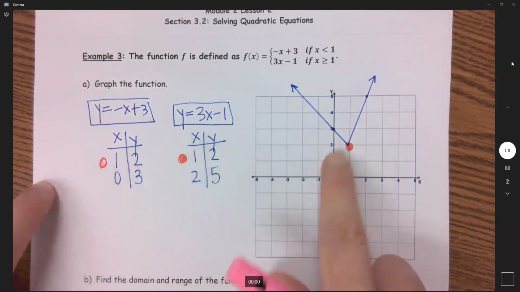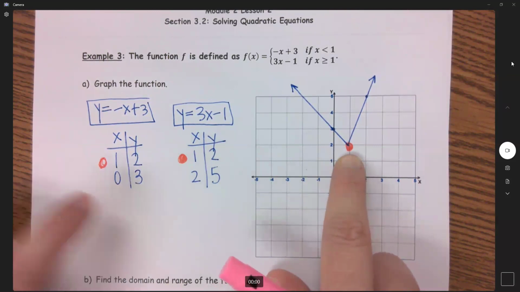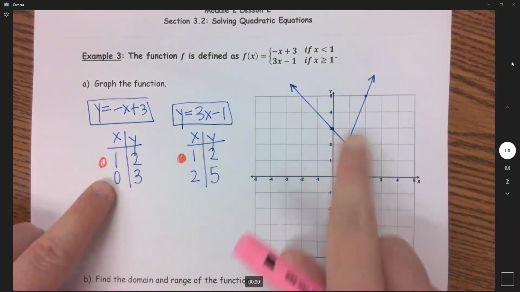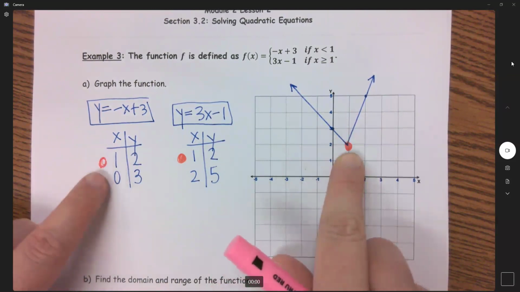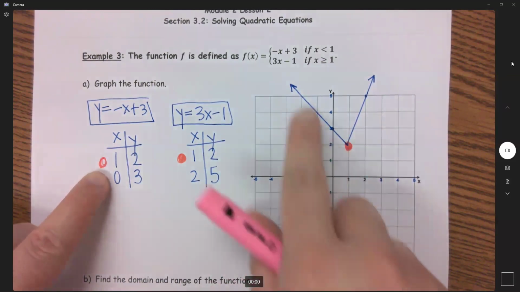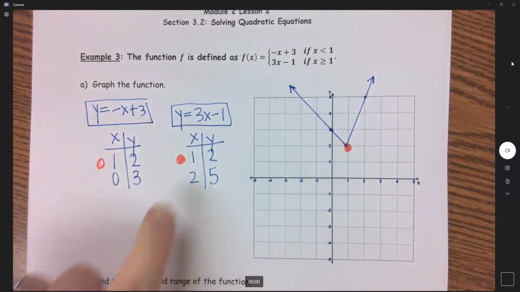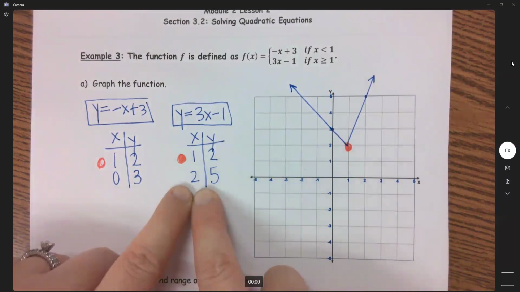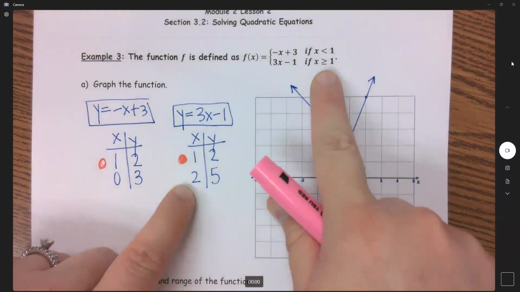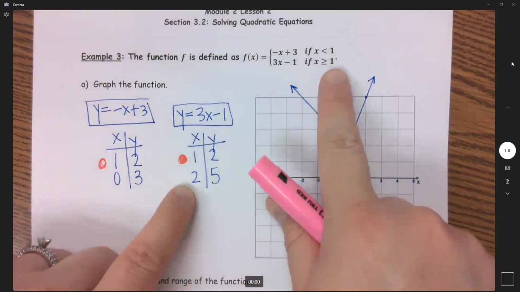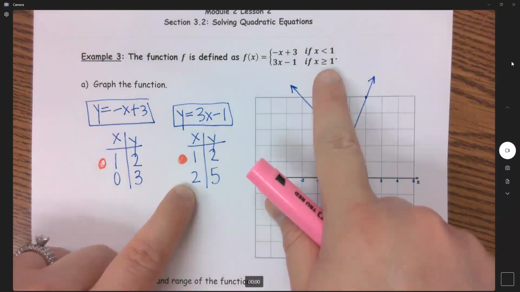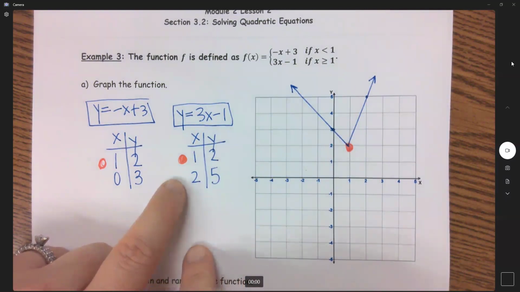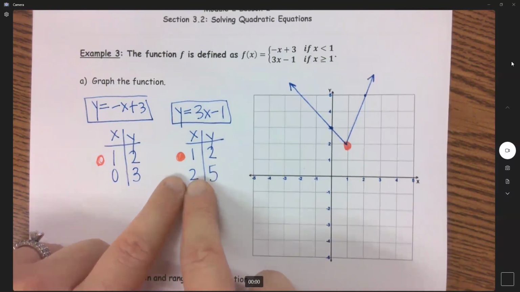So I plotted that originally with an open circle, and then we have 0, 3, and I drew it from the red one, or from the breaking point, through the second one. Then at 1, we are at 2, and then one more in its domain. So x is greater than or equal to 1. The next logical number that is greater than 1 is 2. Again, you can do 3, 4, and 5, but you have to have at least one other one.